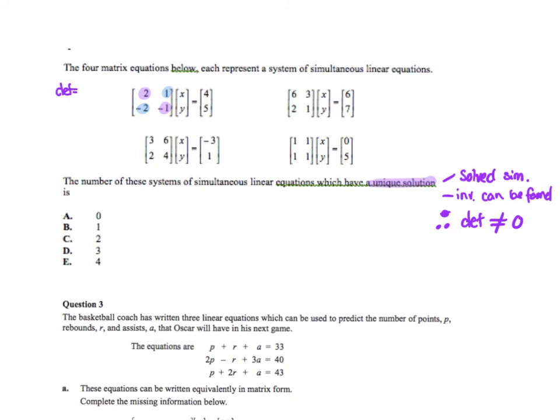So you get 2 by negative 1 minus 1 by negative 2. What will that equal? That'll be negative 2 minus a minus, which becomes plus 2. So is that one? That one is 0. So this one has no unique solution. Okay, so not that one.